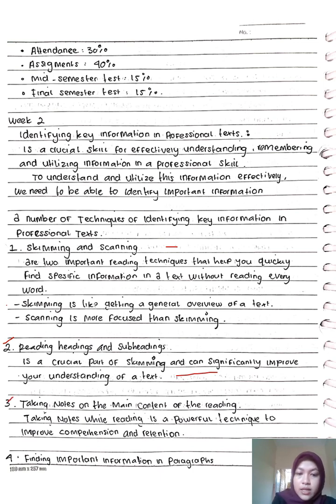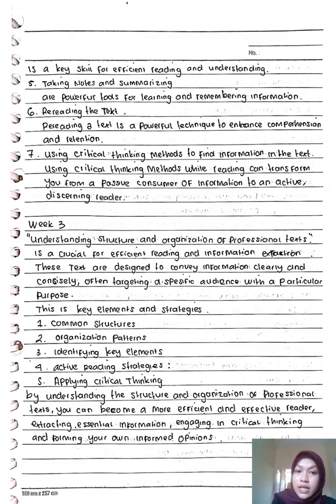Number 3 is taking notes on the main content of the reading. Taking notes while reading is a powerful technique to improve comprehension and retention. Number 4 is finding important information in paragraphs. It's a key skill for efficient reading and understanding. And number 5 is taking notes and summarizing. It's a powerful tool for learning and remembering information.